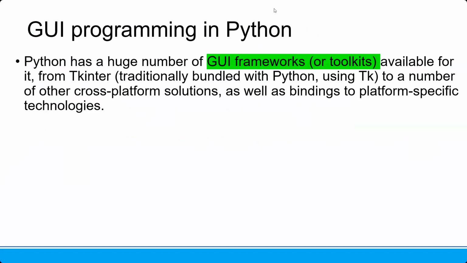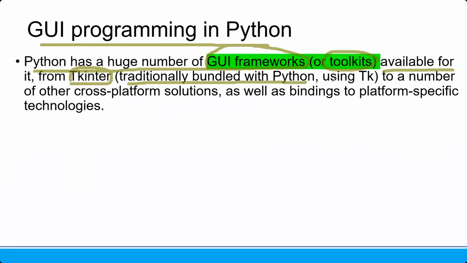So GUI in Python. Python has a huge number of GUI frameworks. We call them frameworks because each of them has a different way to implement the GUI, or sometimes we call them toolkits. So they are available for Python. For example, the old one is Tkinter. Tkinter is traditionally bundled with Python, using Tk.